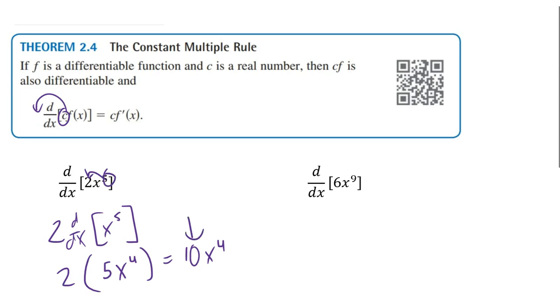So this one I could make it 6 times the derivative of x to the 9, and I really don't need to show that stuff because in my head I'm thinking 6 times 9 is 54. X to the 9 power, one smaller is going to be x to the 8th.